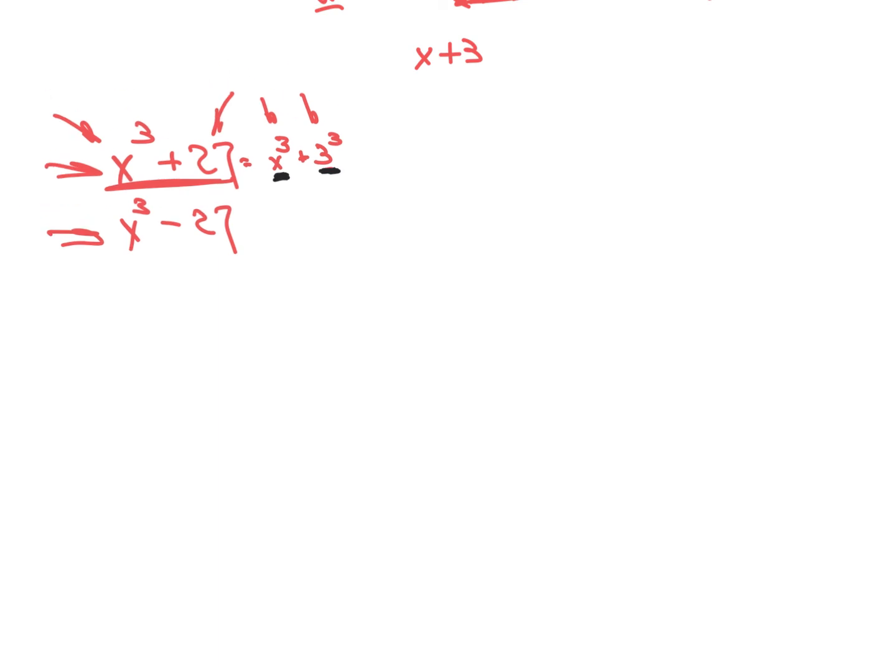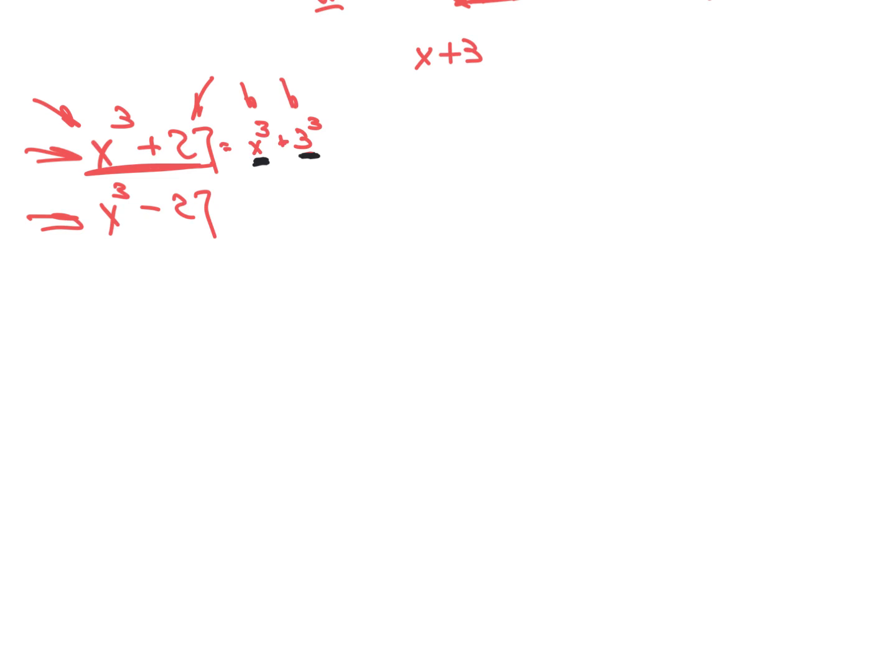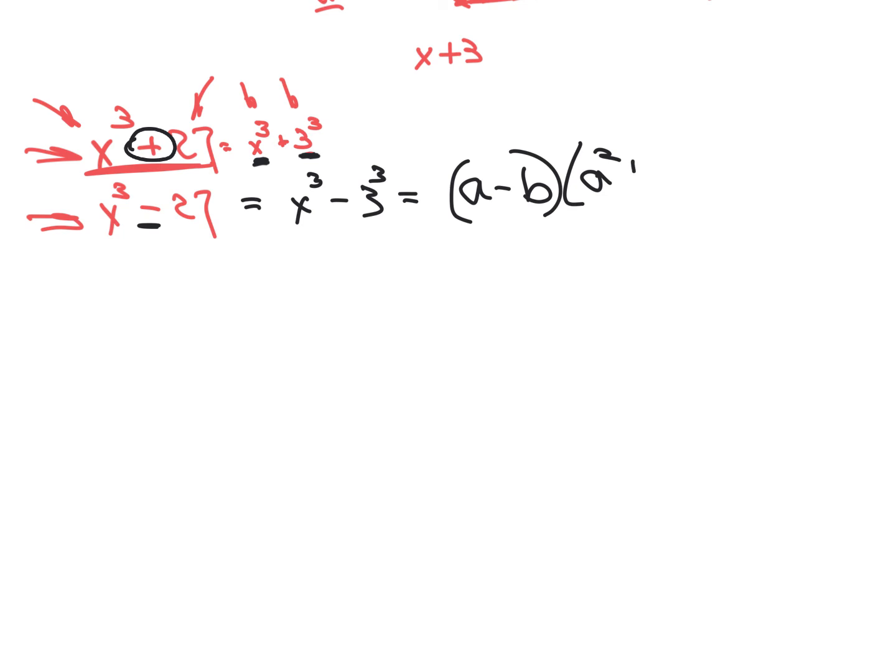So instead of a plus, we have a minus here. So that gives me, and again, I'm going to write this as x cubed minus 3 cubed. And that equals a minus b times a squared plus ab plus b squared. Sorry about that.